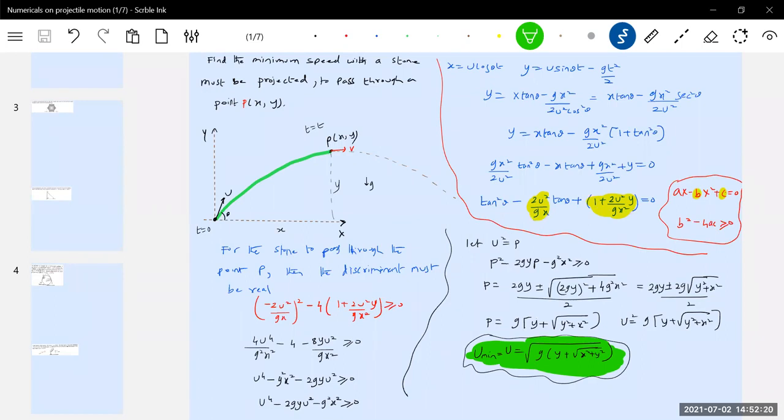Similarly, we can bring an expression for theta also, the critical angle. This theta also will become a critical angle, with what speed projected and what is that angle theta. That expression for theta also I'll bring. I'll write it directly because again the derivation may take a lot of time.